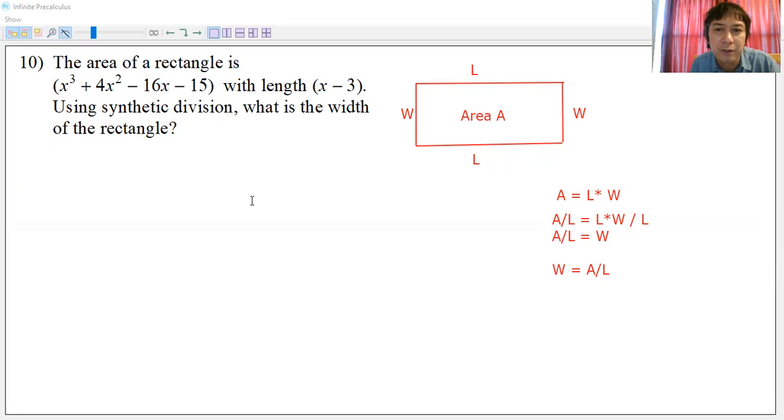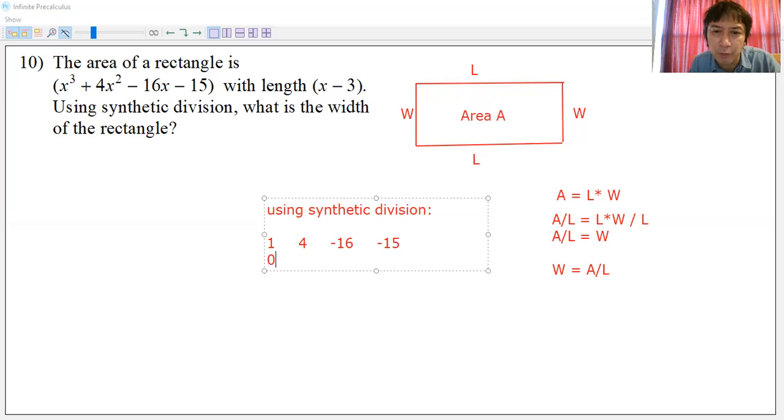Using synthetic division, let's jump right away to getting the coefficients. You see the given is degree 3 followed by 2, and then first degree, and then a number, so it's complete. We shall have the coefficient of x cubed, that's positive 1. The second degree is positive 4. The first degree is negative 16. The 0 degree is the constant negative 15.